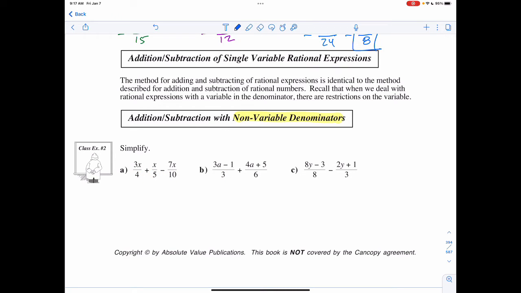Because then, just like in the previous examples, I'm just looking for what is the common multiple between numbers, or the lowest common denominator. So if I have 4, 5, and 10, then the lowest common denominator is obviously going to be 20. So I'm going to multiply the first one by 5. I'm going to multiply the second one by 4. And I'm going to multiply the last one by 2.